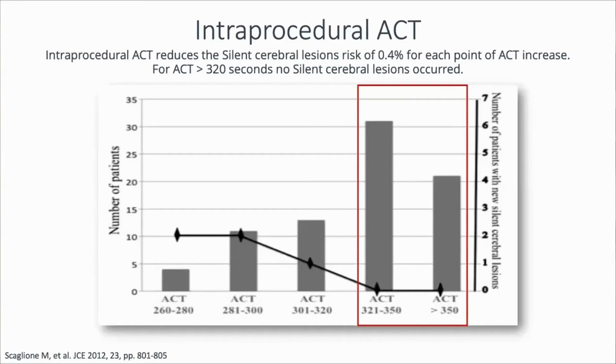What is the safe value of ACT? Intraprocedural ACT reduces the silent cerebral lesion risk by 0.4% for each point of ACT increase. And this table shows that for an ACT of about 320 seconds, no silent cerebral lesions occurred.